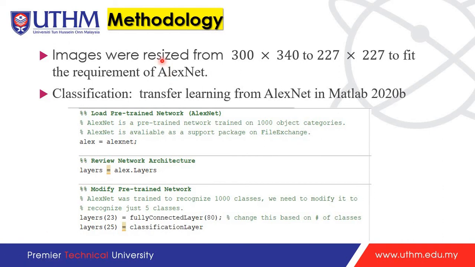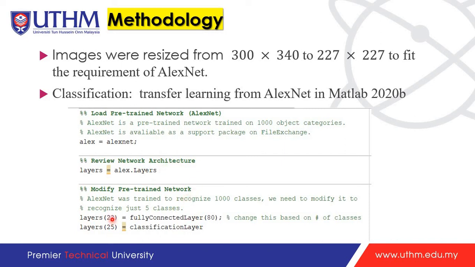And then for the second stage, the image will be resized from the original size 300x340 to 227x227 to fit the requirement of the AlexNet. And then for classification, we use transfer learning from AlexNet, adapted in MATLAB 2020B, where the transfer learning is actually we call the AlexNet, the trained network. And then this is just to review the network's architecture.